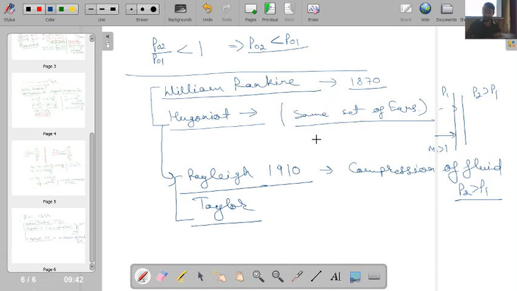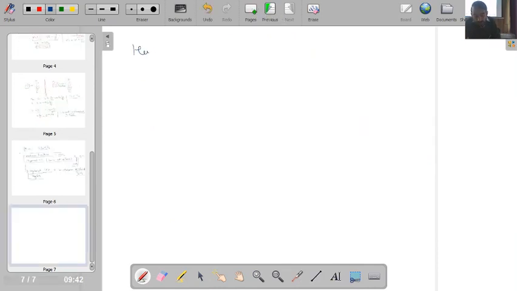Okay, now let's see the approach which Hugoniot has followed to derive equations or relations to determine the pressure ratio across the shock waves. As per his approach, he has considered only the thermodynamic properties, without involving Mach number. From the continuity equation we know that rho 1 v1 equal to rho 2 v2.